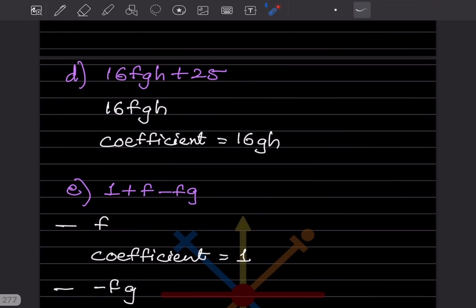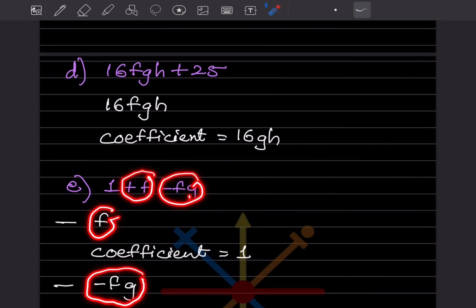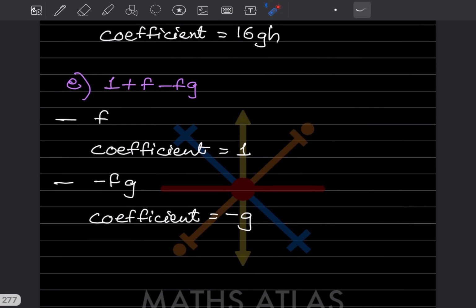Now we have 2 here as well as here. So this is here and this is along with the sign, that is minus sign. Here there is nothing, which means there should be 1. The coefficient is 1. Again, here this is going to be minus g.